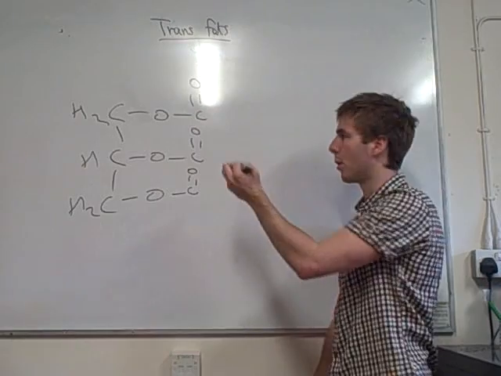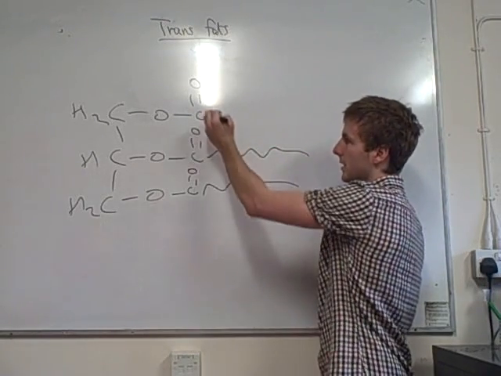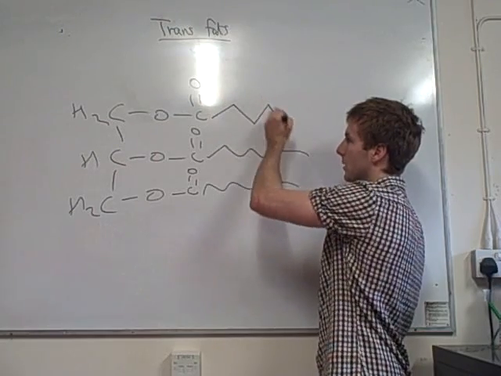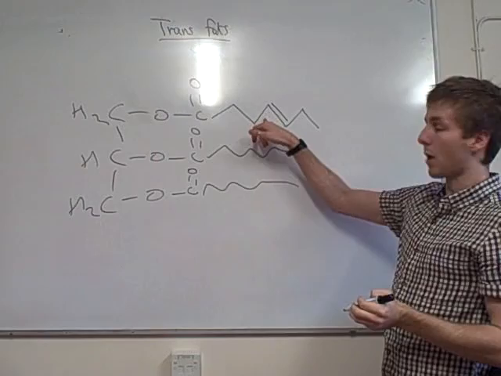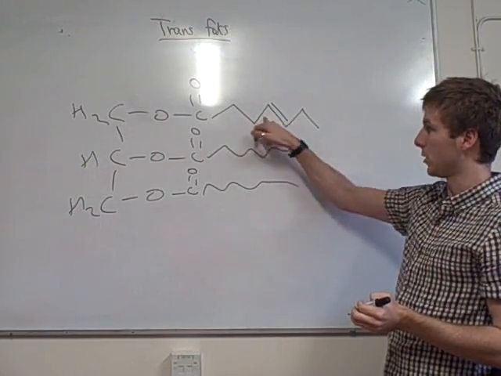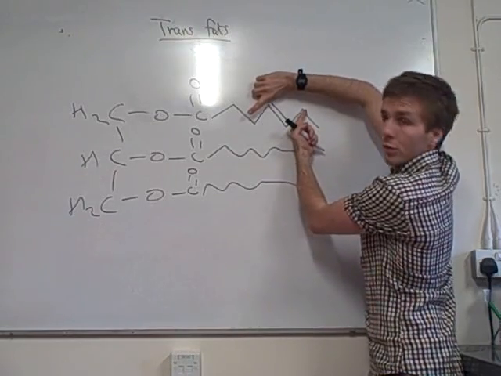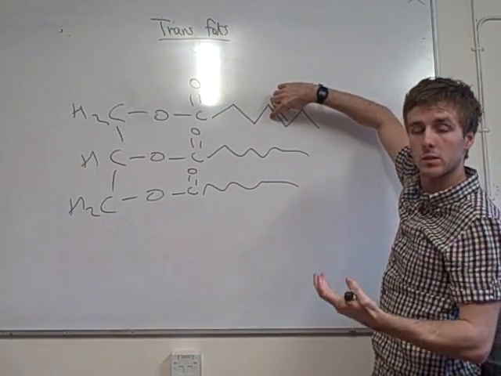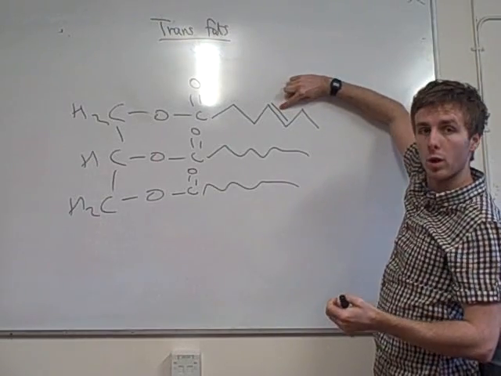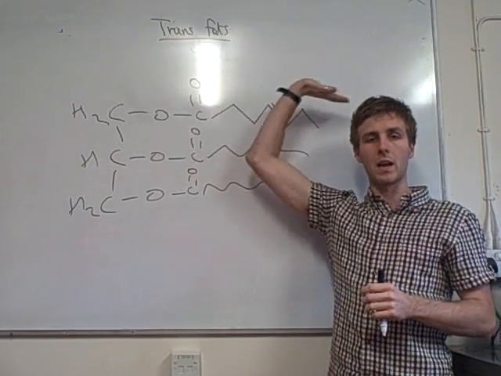So I'm just going to draw my top one, and let's say, I'm just going to draw the rest like this. Let's say my top one has a trans double bond. It would look like this. So I've got one bond going one way and the other going the other way. So my trans bond, when I have a trans fat, that's what it's called, trans fat, because your double bonds are in the trans orientation, tends to be in straight lines.